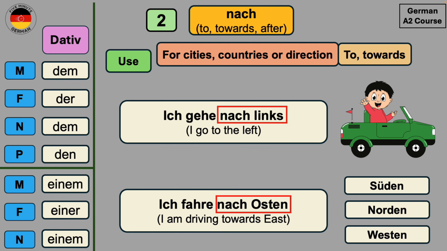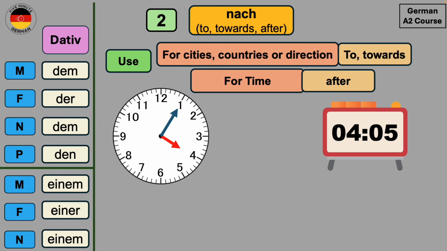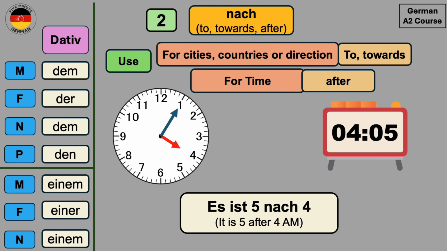Now another use of nach is for time, and in this case it takes the meaning of after. The simplest example for this is something that you might have also learned in A1, and that is when you tell the time. For example, it is 4:05. Then you will tell the time as Es ist fünf nach vier. It is 5 after 4. And you see we have used nach over here to tell that it is 4:05 or 5 after 4.